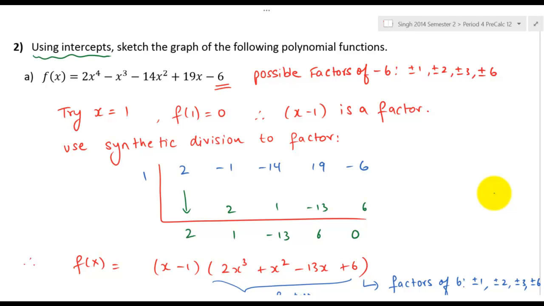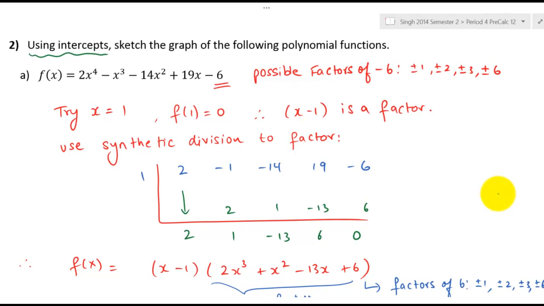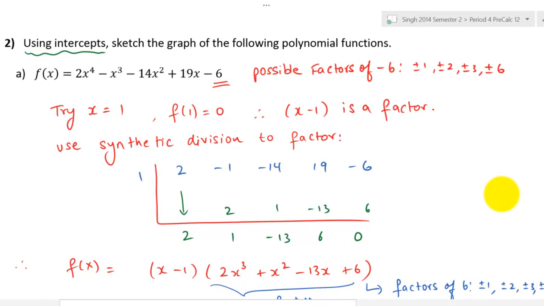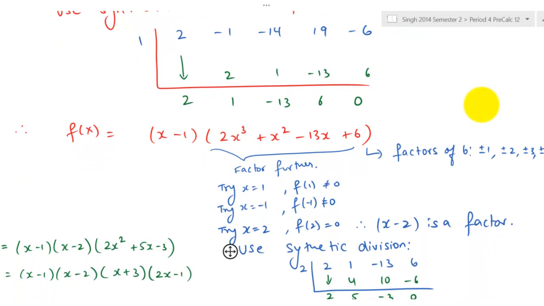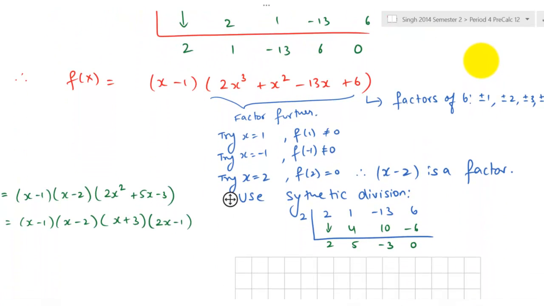Once I had that, I used synthetic division with x equals 1 to figure out the quotient of the polynomial, and I ended up with this cubic. Then I repeated the process. I started with the last number, 6, listed all the factors, and tried them one by one. 1 didn't work this time, -1 didn't work, 2 did work, so I knew that x minus 2 is a factor. I did the synthetic division on just the cubic polynomial, and I got a quadratic quotient this time.